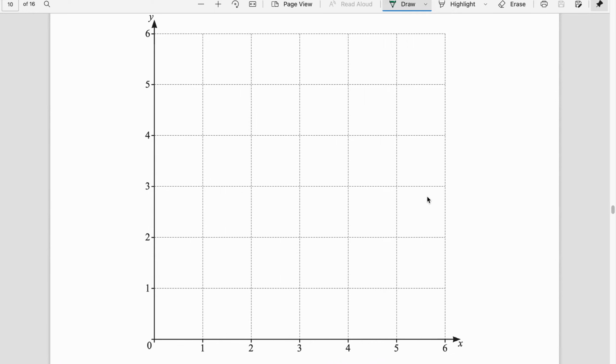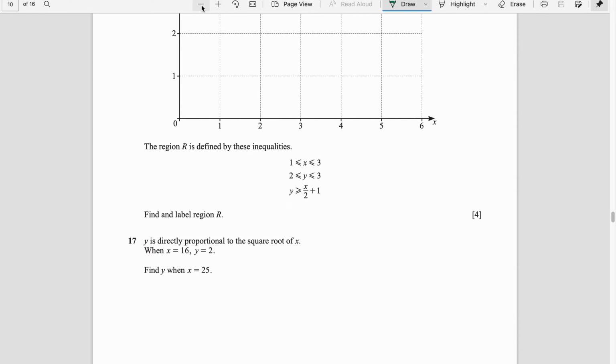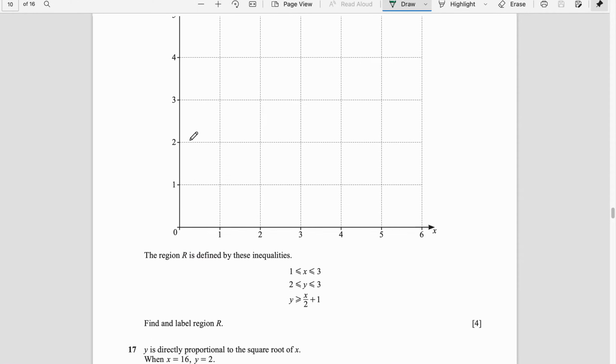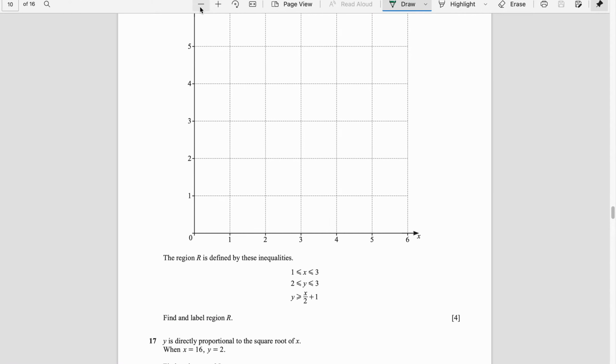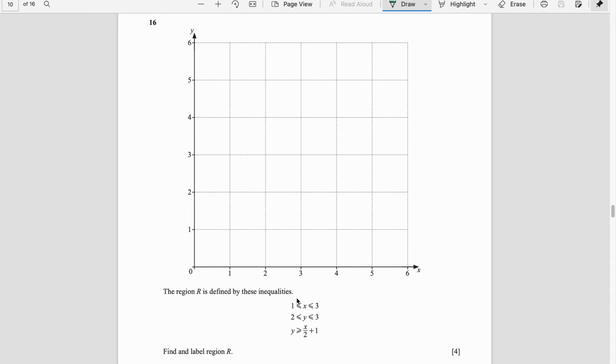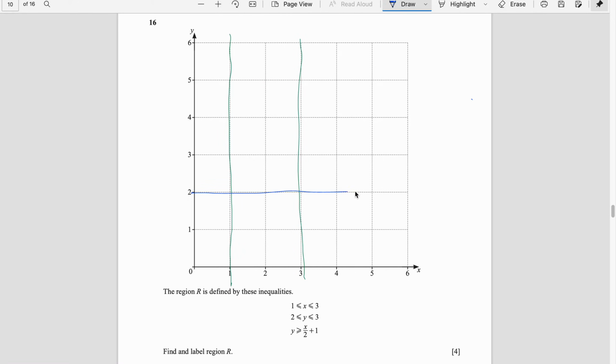Question number 16. The region R is defined by these inequalities. Find and label region R. So we have these inequalities. It says x is from 1 and 3. So draw a neat line, use a ruler between 1 and 3. Then we have y between 2 and 3. So this is y equals 2 and this is 3. Please draw a neat line.